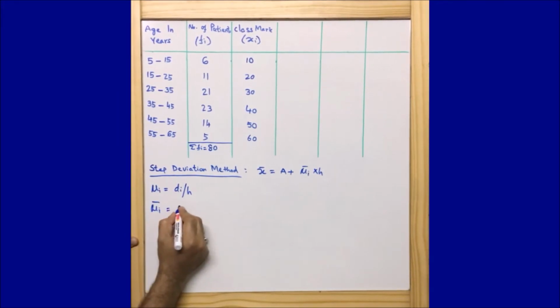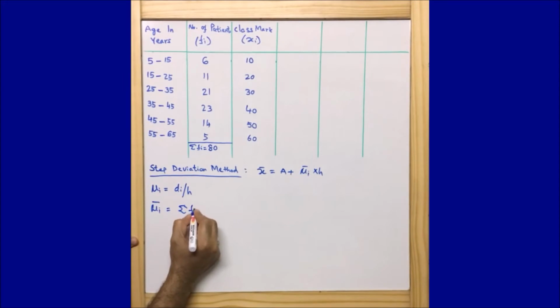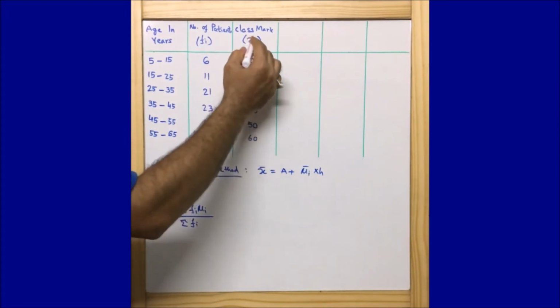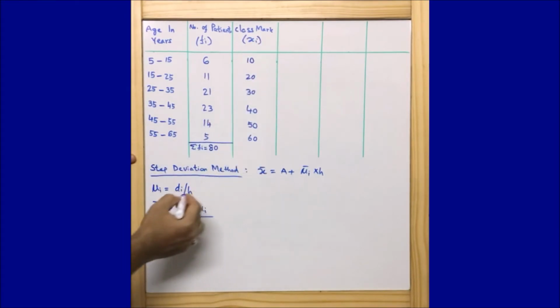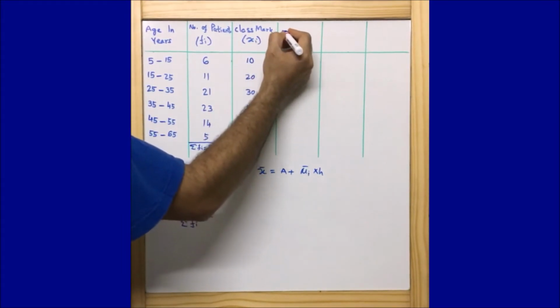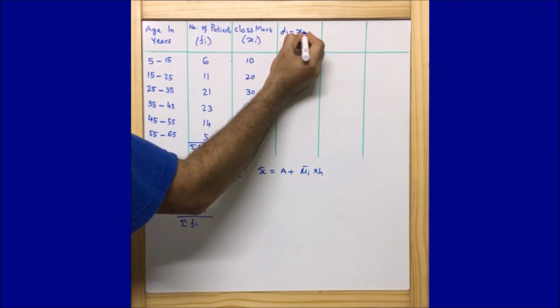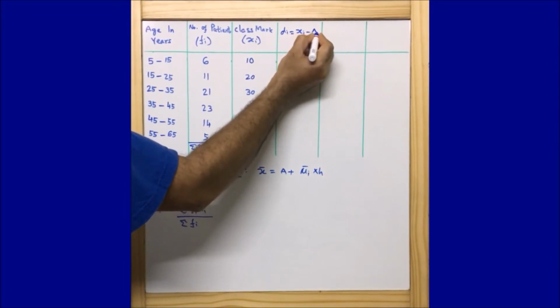Mean of ui is equal to summation of fi ui upon summation of fi. So that means ultimately we need to find out fi ui. So let's move ahead and see. Now after finding out the class mark, we are going to find out di. Di is nothing but deviation. Di is equal to class mark minus assumed mean.